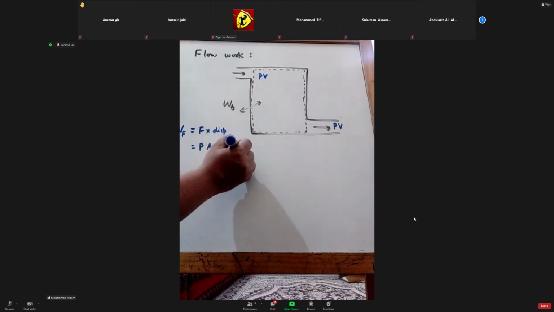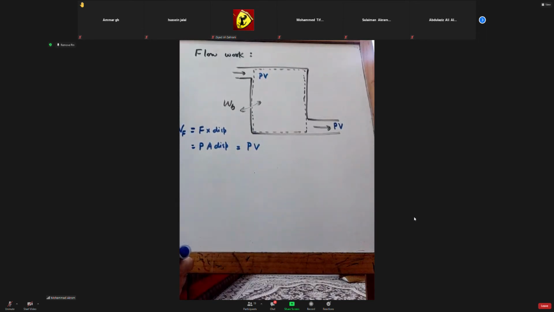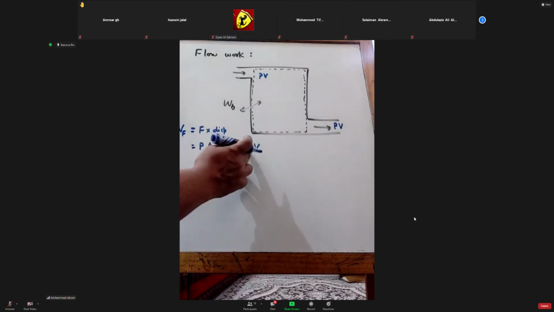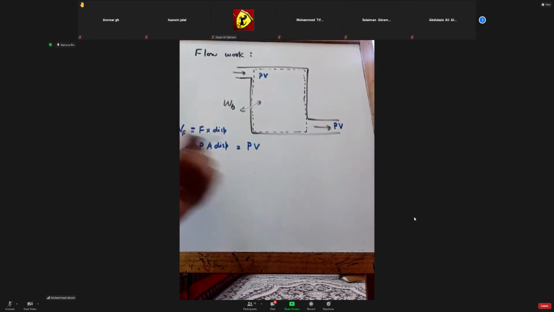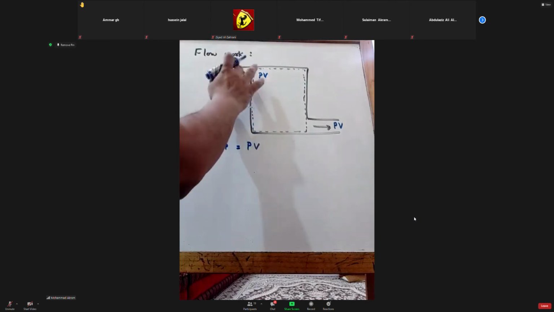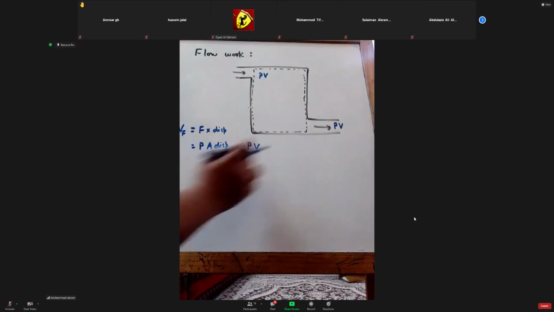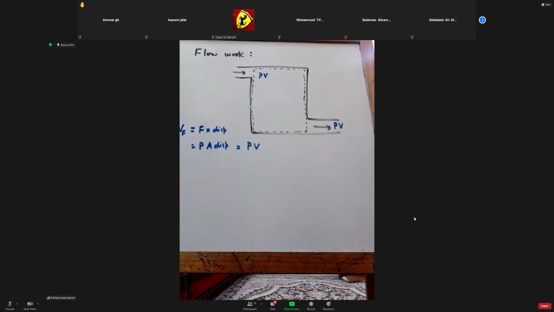Area into displacement is volume, so it will be P into V. If you write P1 V1, then it is the inlet, and P2 V2 is the outlet. Here it is not because of the process P into V, but it is different at the different location. At inlet and at outlet it will be different, because outlet pressure is different, then that energy will be different, or work will be different.